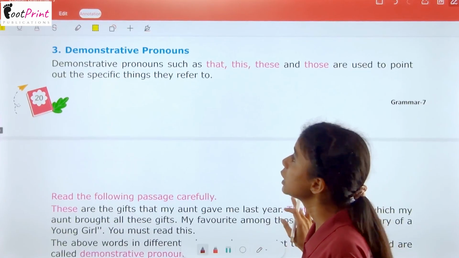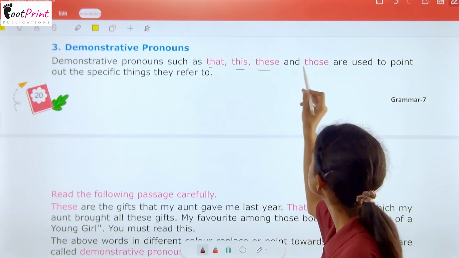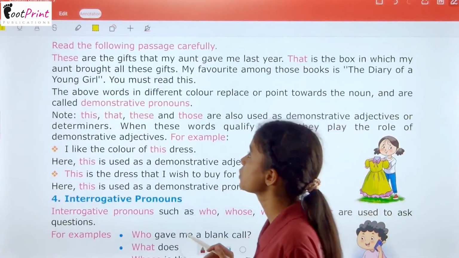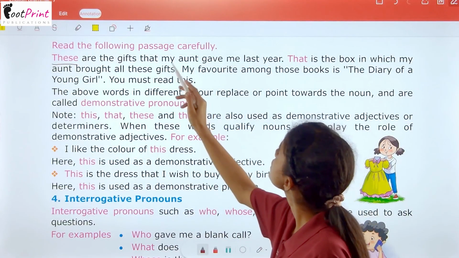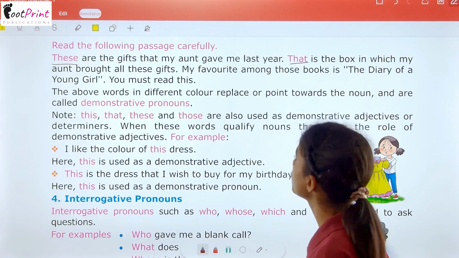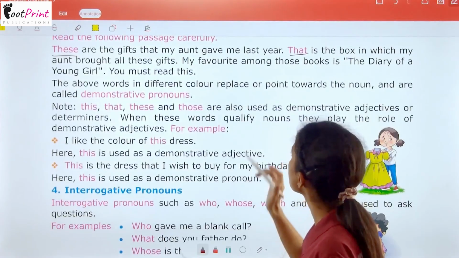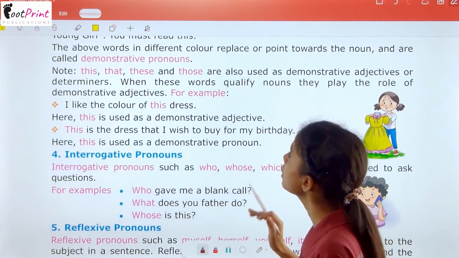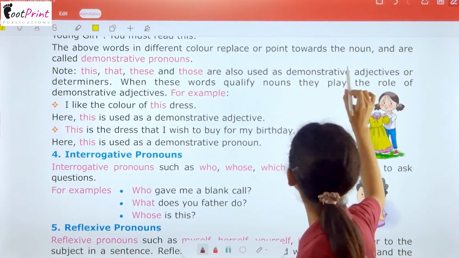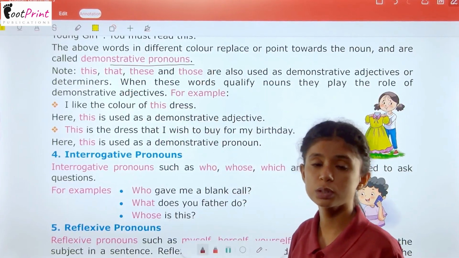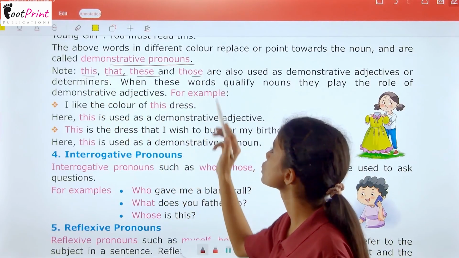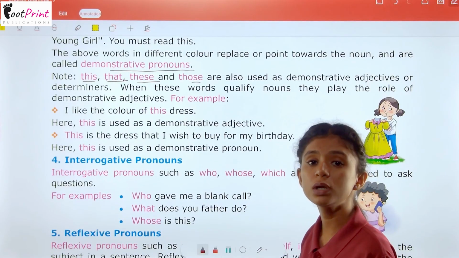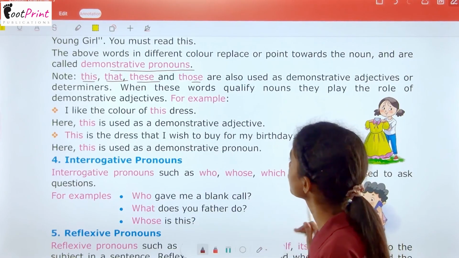Next we have demonstrative pronouns. Demonstrative pronouns such as that, this, these and those are used to point out the specific things they refer to. Let's read the following passage. These are the gifts that my aunt gave me last year. That is the box in which my aunt brought all these gifts. My favorite among those books is The Diary of a Young Girl. You must read this. The words in different color replace or point towards a noun and are called demonstrative pronouns. So these words, this, that, these and those, are pointing towards a noun or replacing it. That's why we call it a demonstrative pronoun.